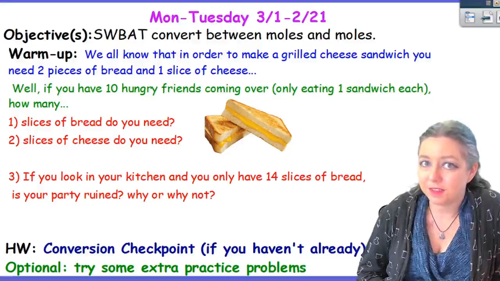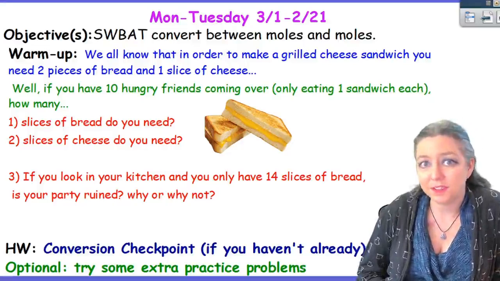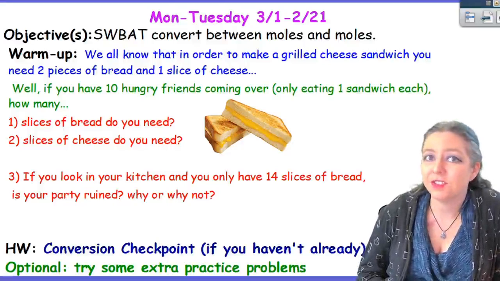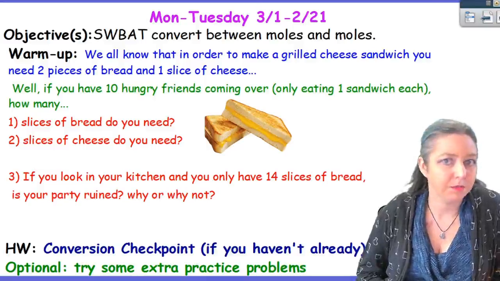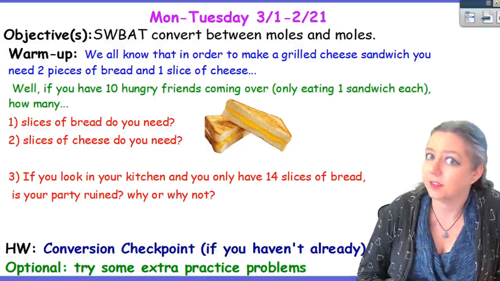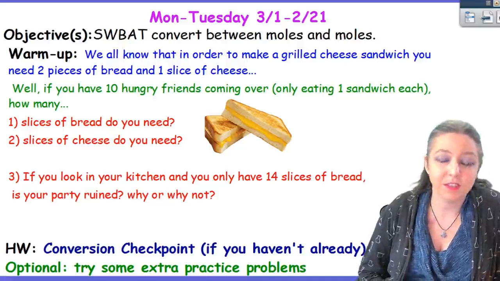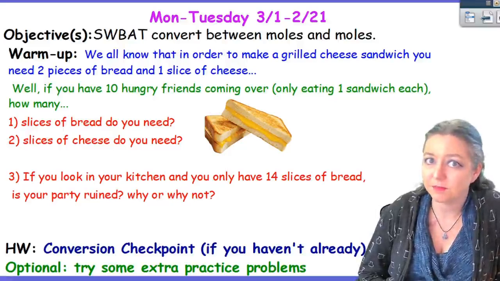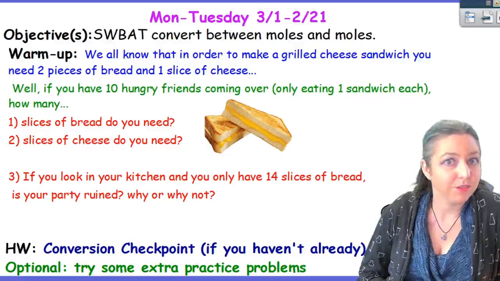Well, that's a pretty simple problem. Most people have gotten this right so far. You're going to need 20 slices of bread and 10 slices of cheese. That's a pretty simple math problem to do. 2 slices of bread times 10 sandwiches gives you 20 slices of bread. 10 sandwiches times 1 slice of cheese gives you 10 slices of cheese. I wonder, though, if any of you thought to use a factor label grid.